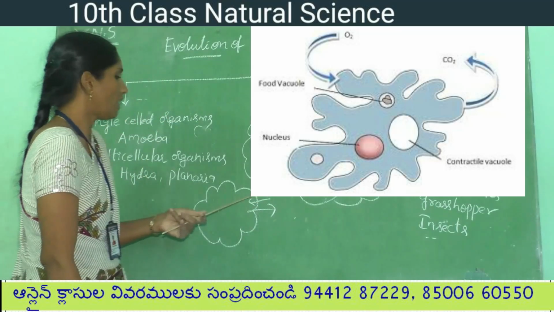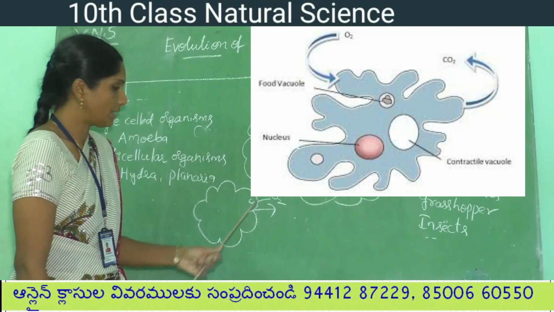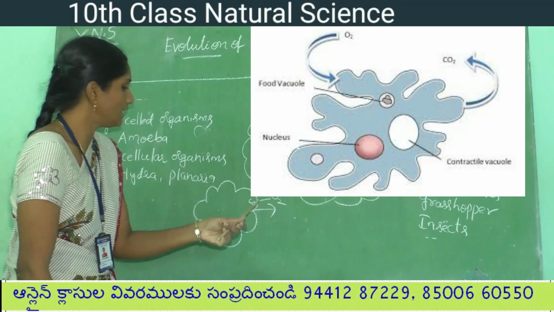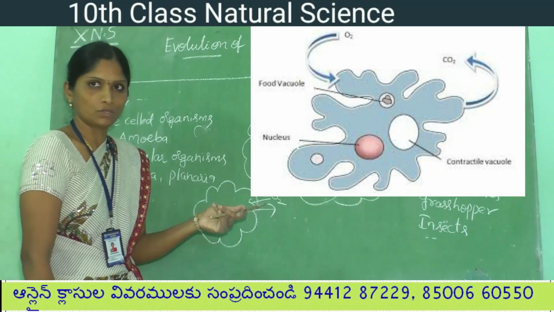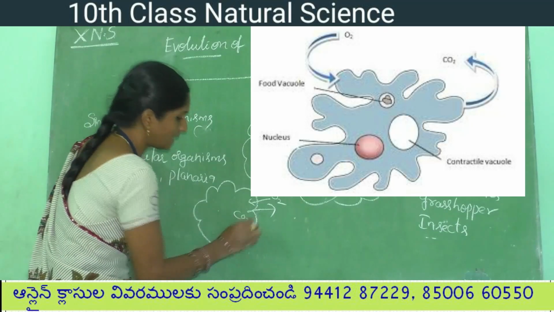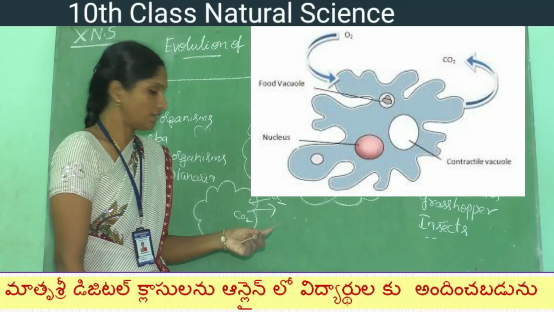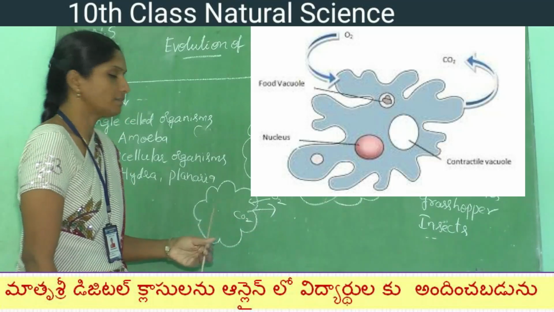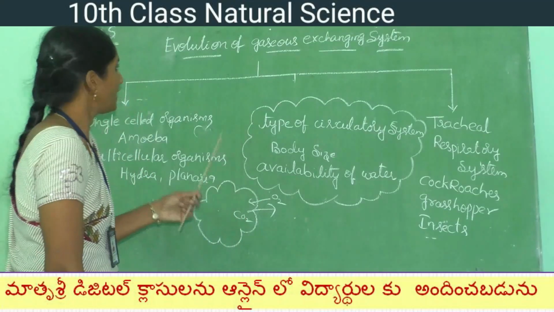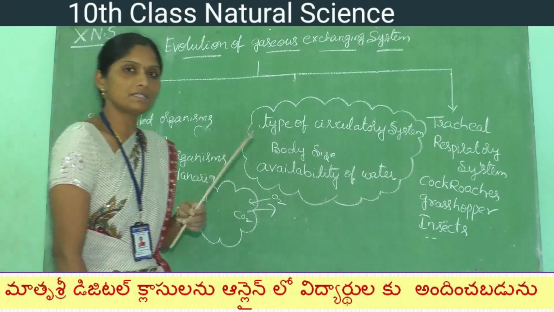That means they obtain oxygen from the atmosphere directly through the cell membrane. They expel carbon dioxide directly from the cell to the atmosphere. Examples are amoeba, hydra and planaria.